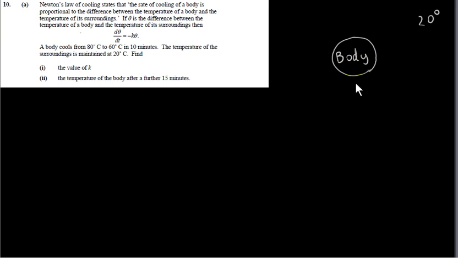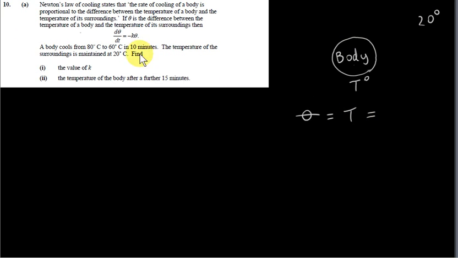So the body might have a temperature, say, T degrees, which we don't know. But theta is the difference between the temperature of the body and the surroundings. So usually the body is at a higher temperature than the temperature of the surroundings. So that's what we're talking about when we're talking about Newton's law of cooling. We're interested in the cooling of this body. So its temperature is higher than the surroundings, so its temperature will cool down until it equals the temperature of the surroundings. So the surroundings are kept at a constant 20 degrees, so that this body will cool down to eventually reach a temperature of 20 degrees.